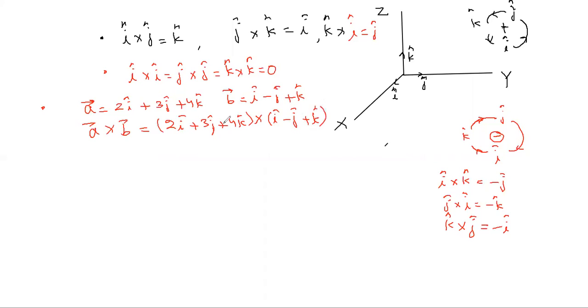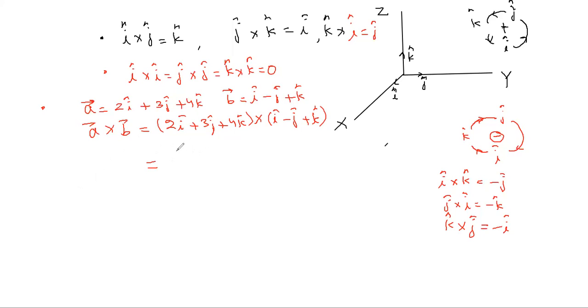If you cross multiply, i cross i will be 0. Then for i cross j, you have to see whether you are moving clockwise or anti-clockwise. I cross j means moving in the anti-clockwise direction, so i cross j will be equal to k. You can multiply like that and get the result, but that is very difficult. So we have a very easy way to find the cross product by using the determinant.